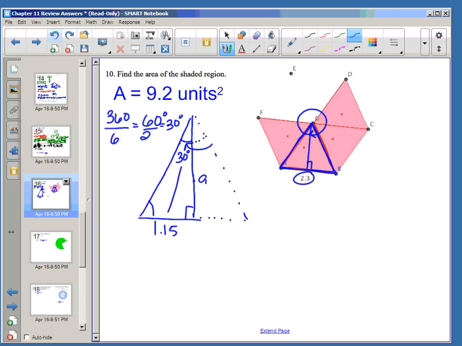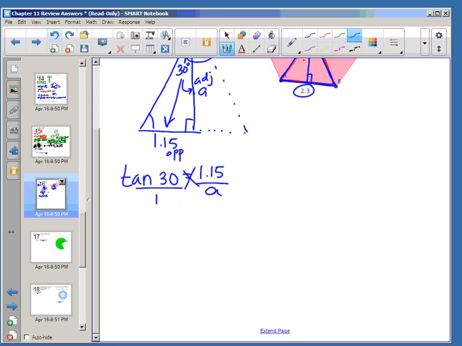Now I can use that angle because I know the opposite side. And I'm trying to find the adjacent side. So I'm going to use tan. So tan of 30 equals 1.15 over A. Cross multiply. I get A times tan of 30 equals 1.15. And divide by the tan of 30. I get 1.99 for my apothem.